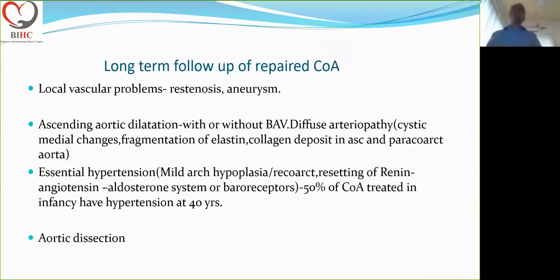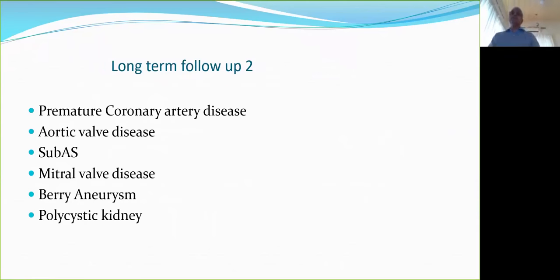So if you are treating a coarctation child, then expect and advise them that it is important to keep checking the blood pressure regularly in adulthood and anticipate that hypertension could be there at 40 years. Aortic dissection is uncommon, but one should be aware of that.